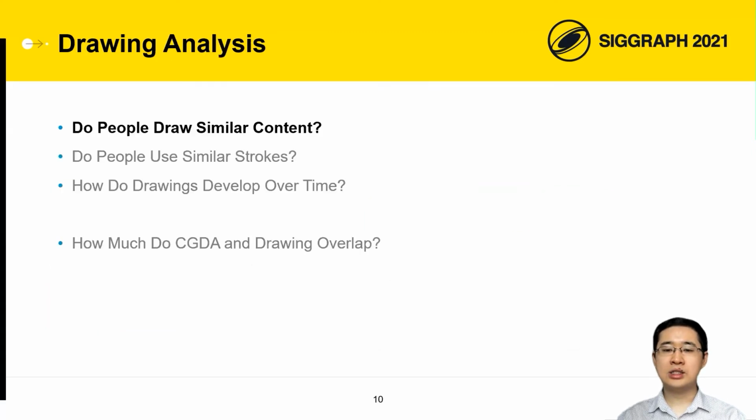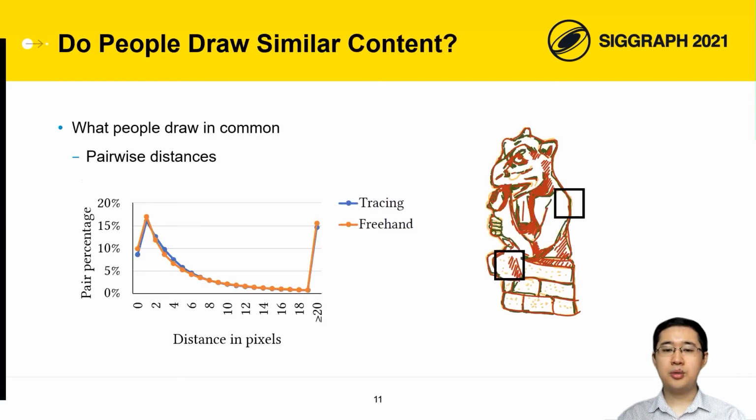We start our analysis by exploring whether people trace and draw similar content using rasterized drawings. In both tracing and freehand, over half of pairwise distances are within 4 pixels. This corresponds to commonly drawn content such as contours. About 15% are 20 pixels or more, which represents strokes distinct from each other.